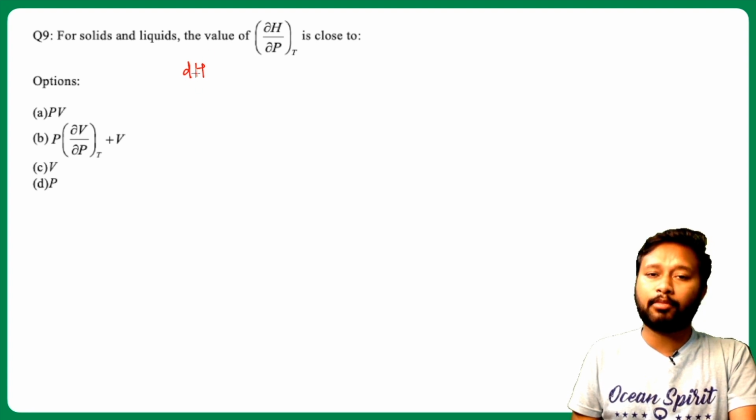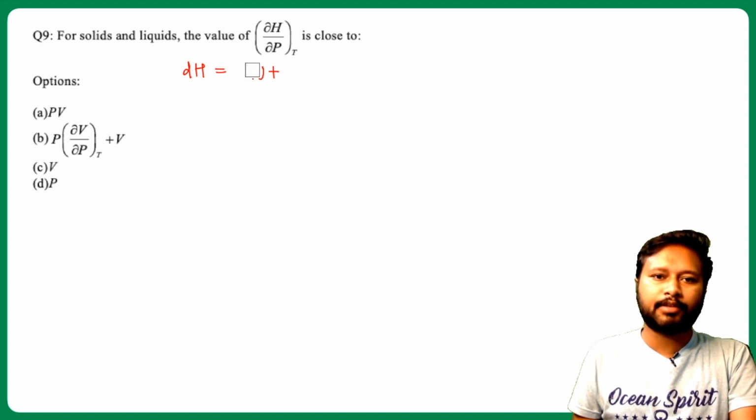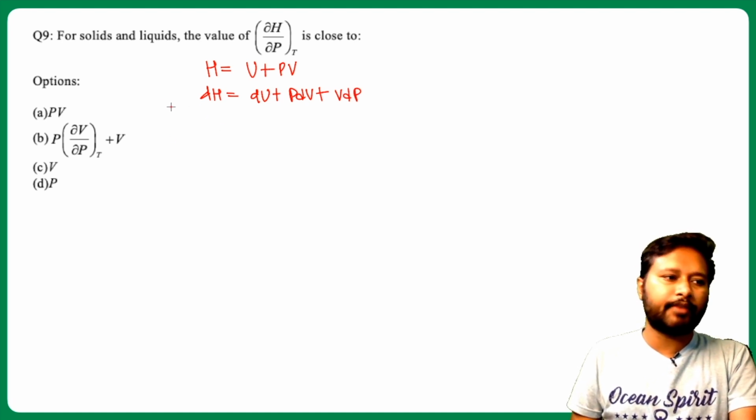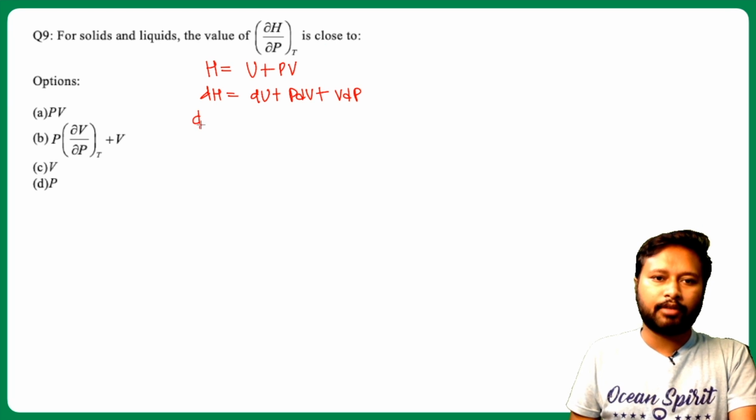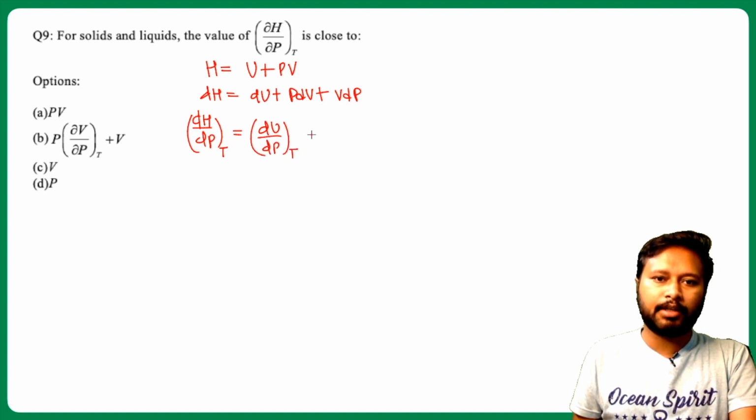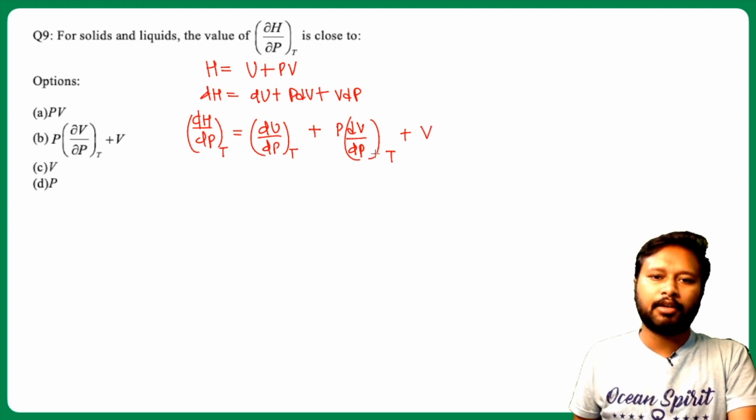So let's write down the formula for dH. Enthalpy is equal to U plus PV. dH will be equal to dU plus PdV plus VdP. All right, that's how I can write it down. Now I can differentiate the whole equation with respect to pressure, taking T as constant, because that's what I need. So it will become dH by dP at constant T. This will become dU by dP at constant T, plus P dV by dP at constant T, and plus, since dP by dP will become 1, just V will remain. Okay, that's what you are going to get.